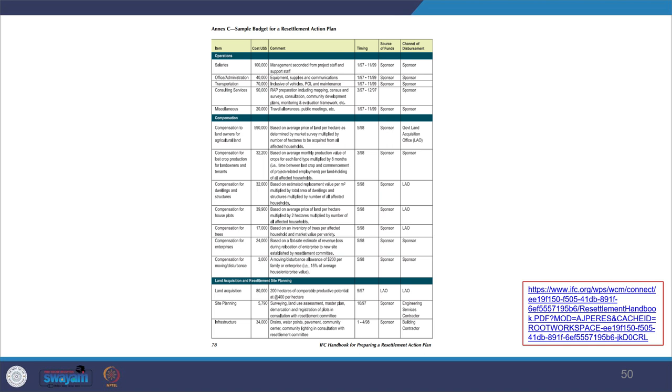I've also taken a snip of how the budget for resettlement action plans is prepared. You can see the operation, compensation, land acquisition, settlement, resettlement site planning. You can see from salaries to office administration to compensation, land acquisition, site planning, how the cost has been identified, the timing has been identified, and the sources of fund and channel of disbursement have been identified here. So you can look at that.